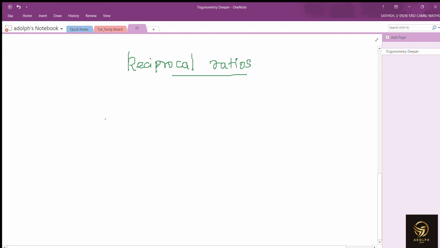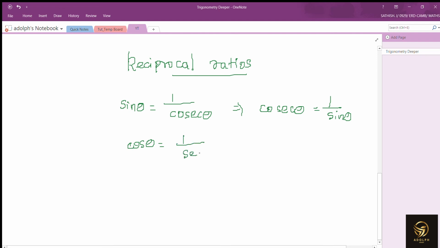Yes, now we are going to see the reciprocal ratios. What are these reciprocal ratios? So sine theta will be the same as 1 by cosecant theta. So this gives, cosecant theta is nothing but 1 by sine theta. So the reciprocal of sine is cosecant and reciprocal of cosecant is sine. Now similarly, the reciprocal of cos theta is secant theta, and then the reciprocal of tan theta is cot theta.